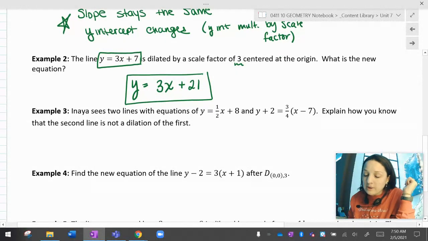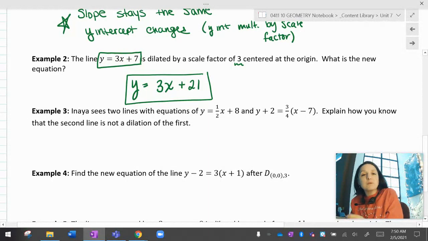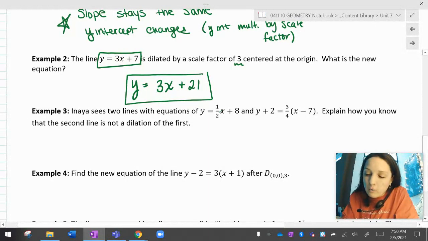Anaya sees two lines with equations of y equals 1/2 x plus 8 and y plus 2 equals 3/4 x minus 7. Explain how you know that the second line is not a dilation of the first. Well, we just said when we dilate something, the slope should stay the same. My original slope was 1/2. This line right here is in point slope form.